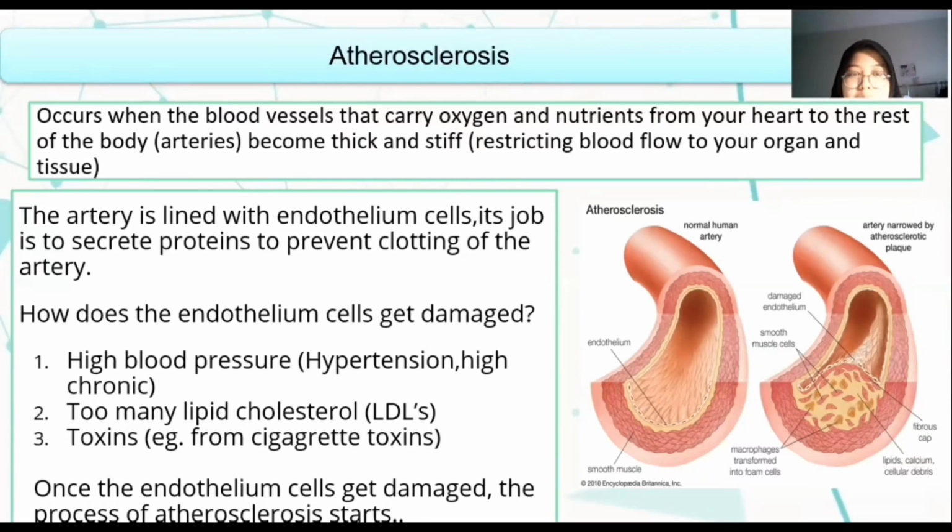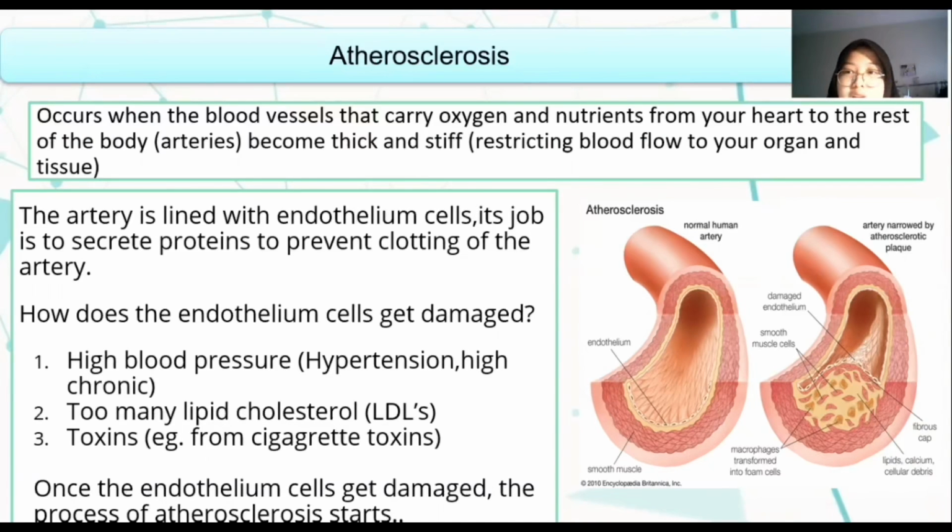Atherosclerosis occurs when the blood vessels that carry oxygen and nutrients from your heart to the rest of your body become thick and stiffened, usually with plaque. For example, the coronary artery, which supplies oxygen to your heart muscles, becomes deprived of oxygen once there's a blockage. The artery is usually lined with endothelium cells, as I've mentioned before, and their job is to secrete proteins to prevent the clotting of the artery.